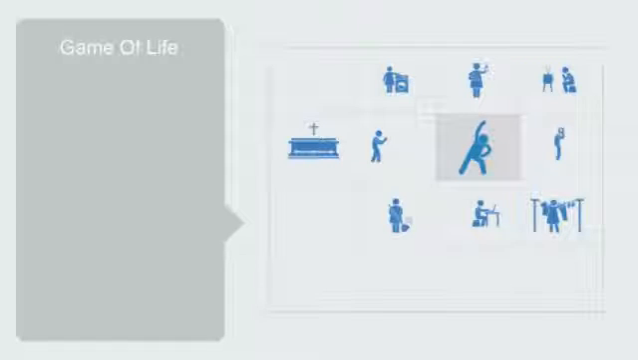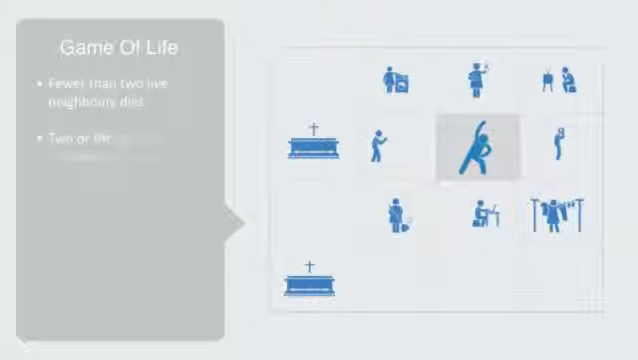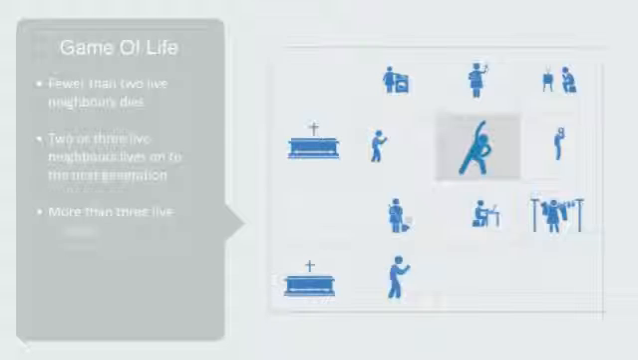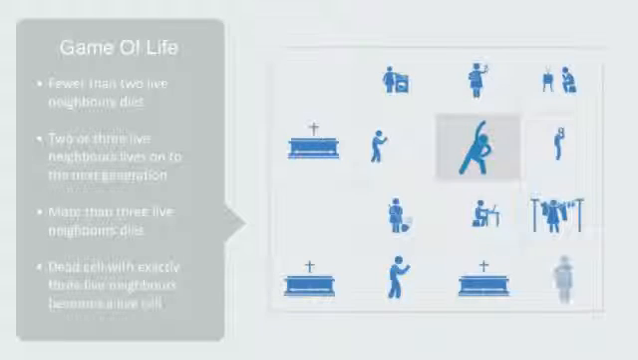1. Any live cell with fewer than 2 live neighbors dies, as if caused by underpopulation. 2. Any live cell with 2 or 3 live neighbors lives on to the next generation. 3. Any live cell with more than 3 live neighbors dies, as if by overcrowding. 4. Any dead cell with exactly 3 live neighbors becomes a live cell, as if by reproduction.